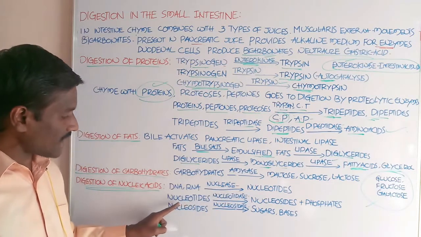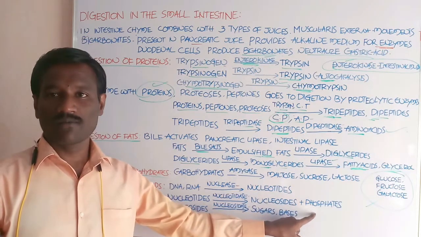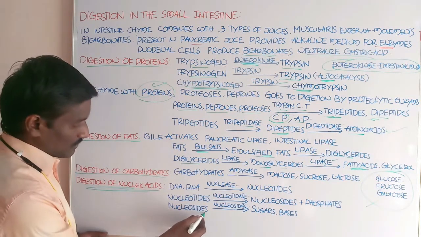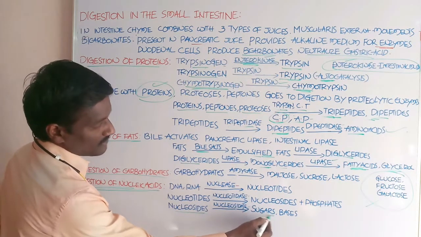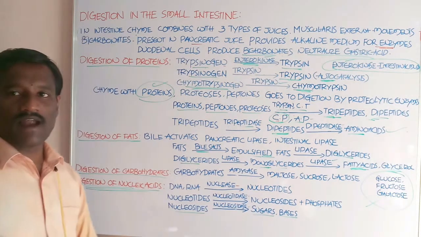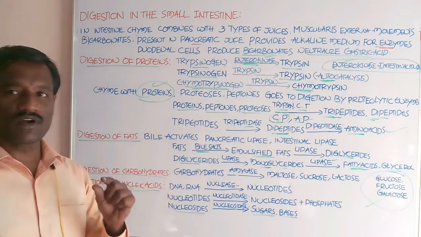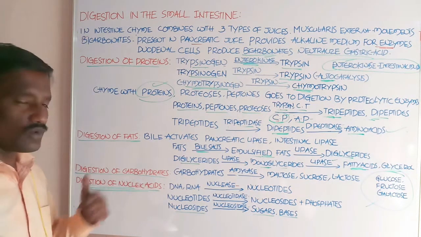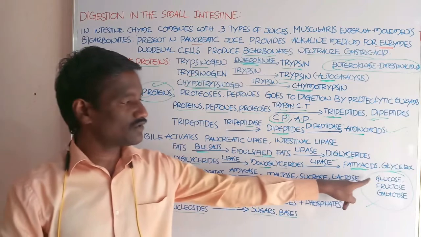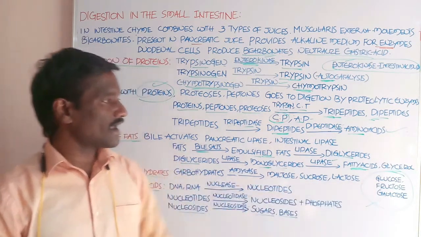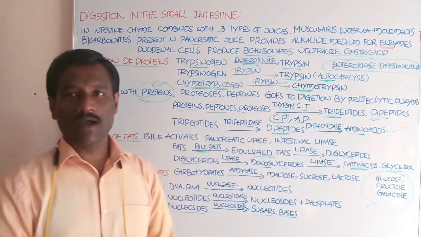Nucleotidase acts on the nucleotides and converts them into nucleosides and phosphates. Nucleosides are then digested by the action of nucleosidase and finally converted into sugars and bases. Sugars and bases are the end products after the digestion of nucleic acids. Carbohydrates are finally converted into simple sugars: glucose, fructose, and galactose. And proteins are finally converted into amino acids.